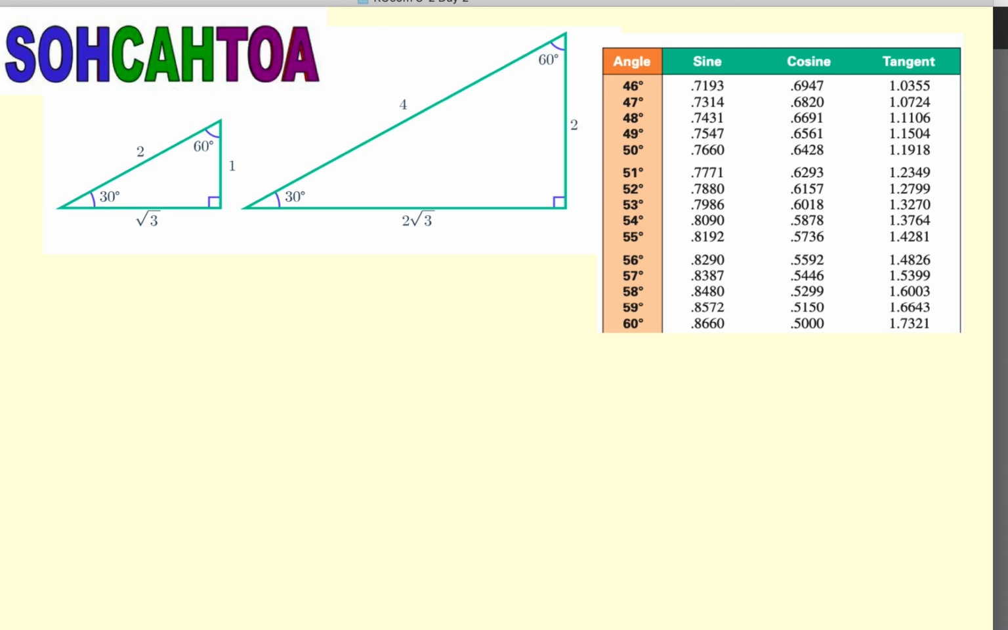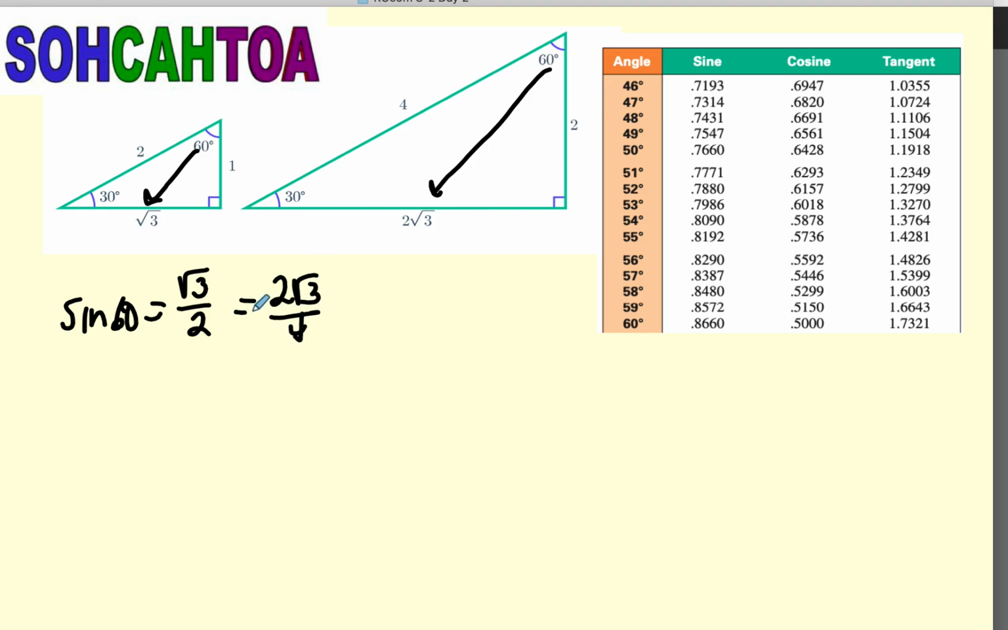All right, let's work with 60. Sine of 60, and it says opposite, so we look for the opposite, root 3, and then divide by 2. And we're going to do the same thing over here, opposite, 2 root 3 over 4. We can see these are the same, and that decimal is approximately 0.8660.